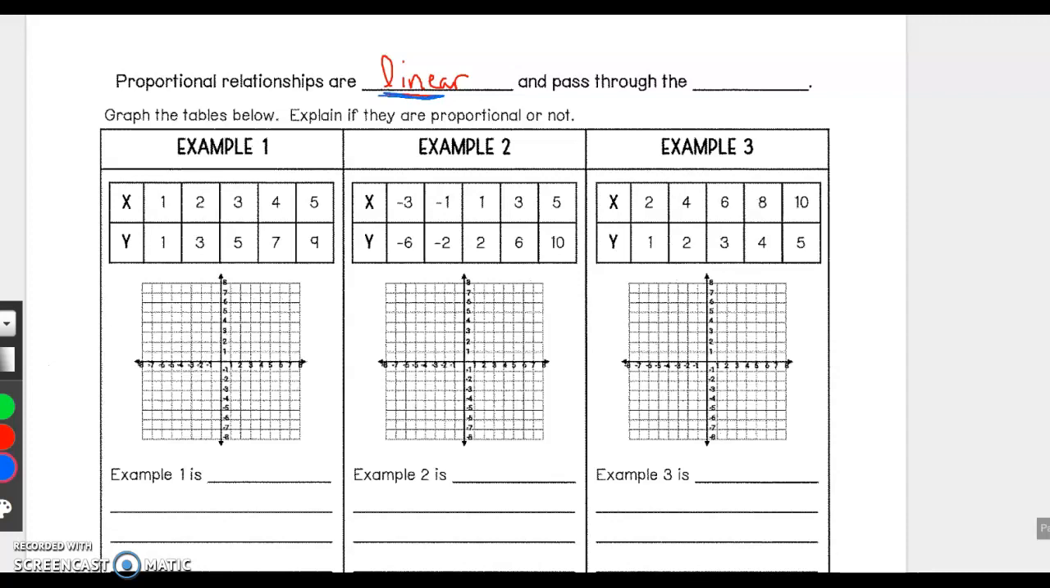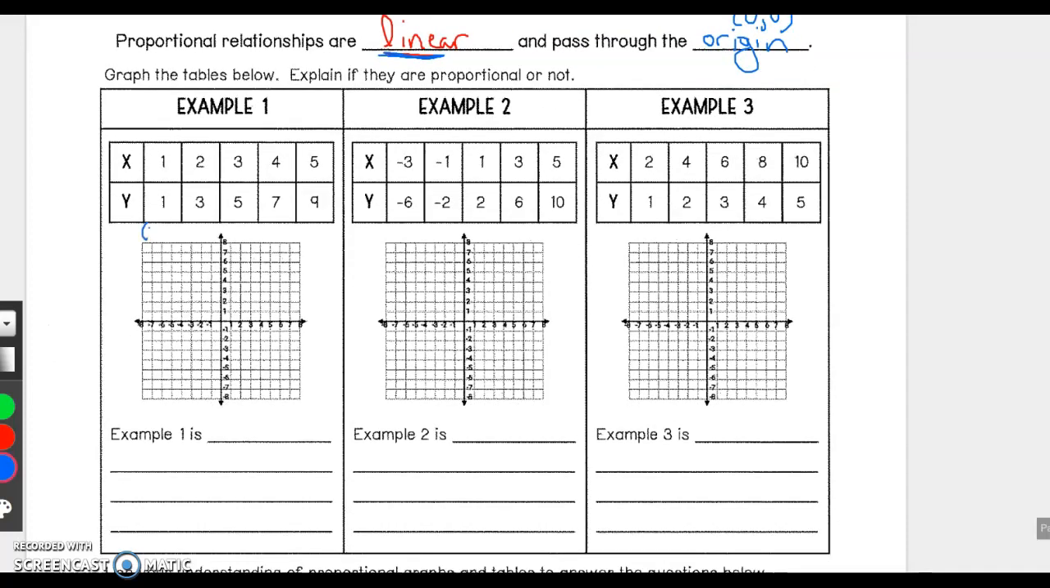Okay, now you can see the word ear too there, but proportional relationships, the graph of those must be linear, must be a straight line, and they have to pass through the origin. Now, if they don't, there's absolutely nothing wrong with that, except it's just not proportional. Origin, remember, is the point 0, 0. So let's graph these tables and see what we come up with.